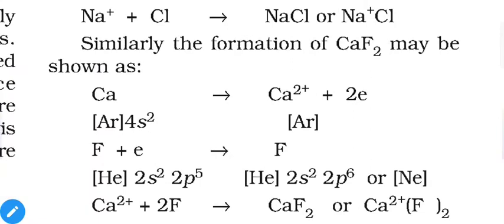Similarly, the formation of CaF2 may be shown as follows. Calcium, as we know, contains 2 extra electrons compared to argon. So it will lose 2 electrons and form a positive ion with an argon-like electronic configuration, because its atomic number is 20, so it contains 20 electrons.